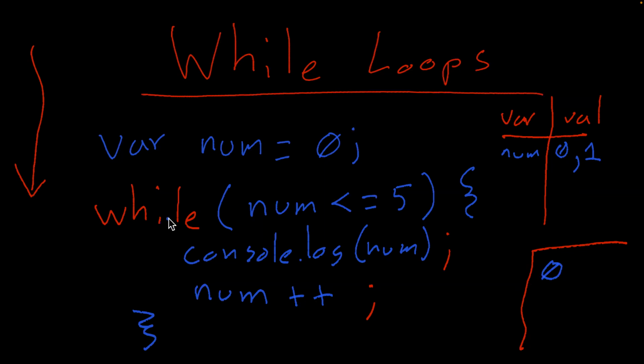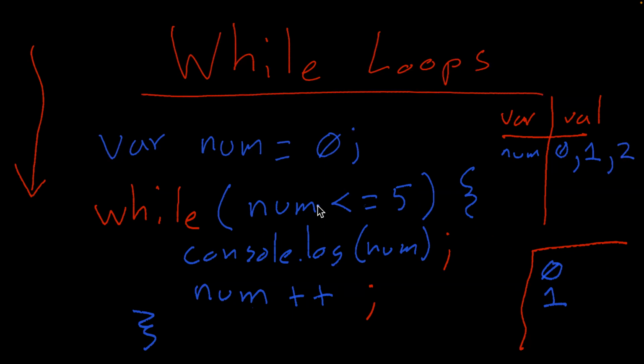And then we check again. The while loop continues to check to see if something is true. It just continues. Is num less than or equal to 5? Num is 1. Is it less than or equal to 5? Yes. So then let's console log it. Console log num. And 2. Yep, exactly.